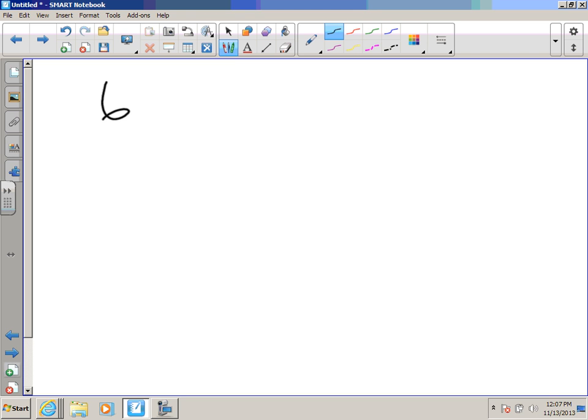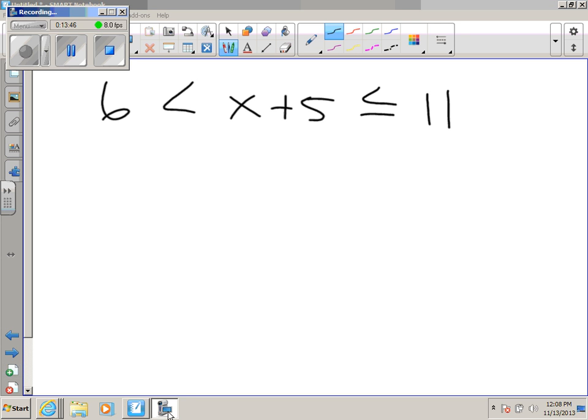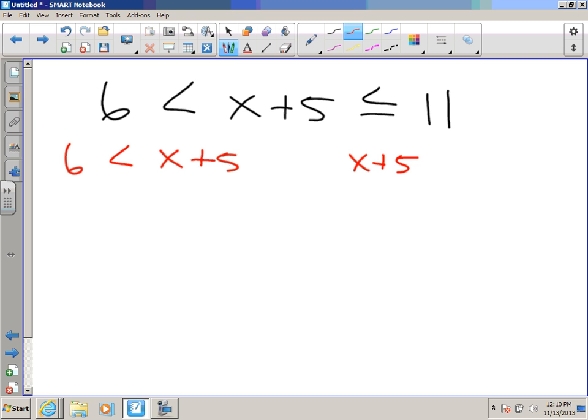6 less than x plus, it's an x plus 5 again, less than or equal to 11. X plus 5. And the next one we're going to solve is x plus 5 less than or equal to 11. So in order to get x by itself, we're going to subtract 5, which is going to make it, x is going to be greater than 1. Over here, I'm going to subtract 5, and x is going to be less than or equal to 6.